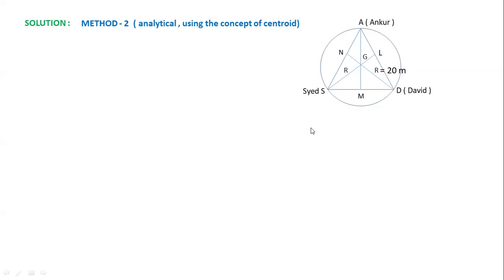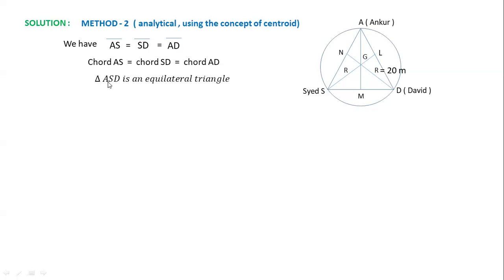So R is 20 meters. So here what we have, line segment AS is equal to line segment SD because it's an equilateral triangle, and it's also equal to line segment AD. All three line segments are equal, but they are the chords of this circle. So chord AS is equal to chord SD is equal to chord AD. All three chords are equal.